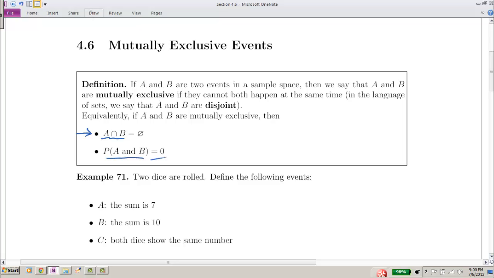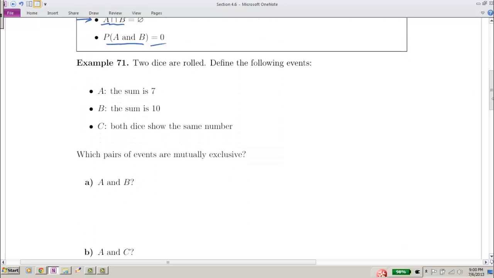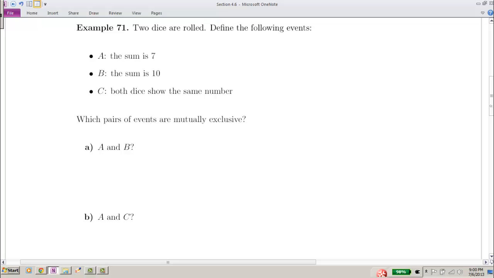So in example 71, we are looking at the situation where 2 dice are rolled, and we're just going to take a look at each of these 3 events. Event A is the event that the sum is 7. Event B is that the sum is 10. And event C is the event that both dice show the same number. So we're just going to check and see which of these pairs are mutually exclusive.